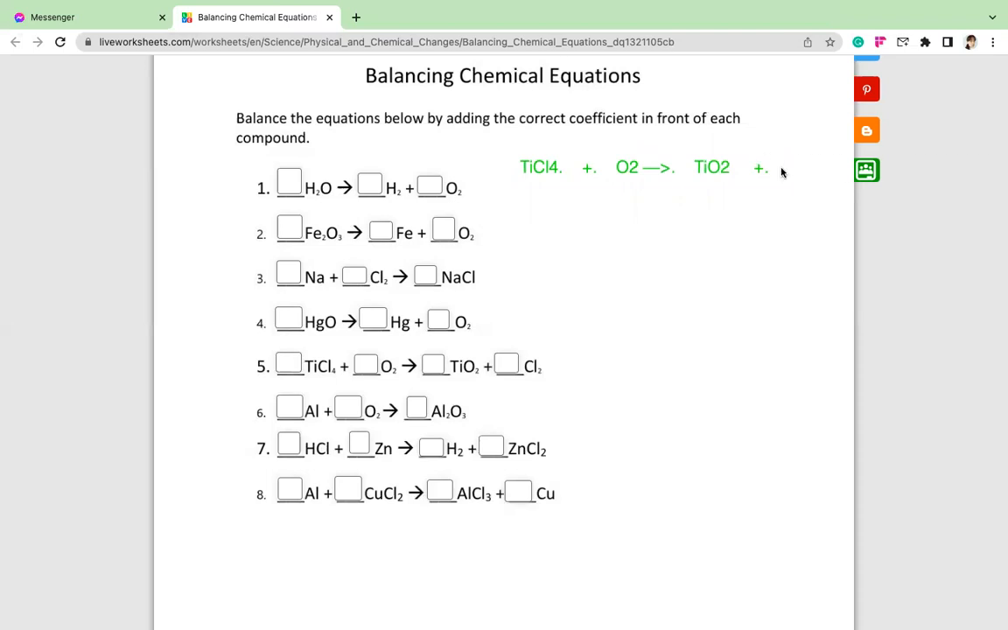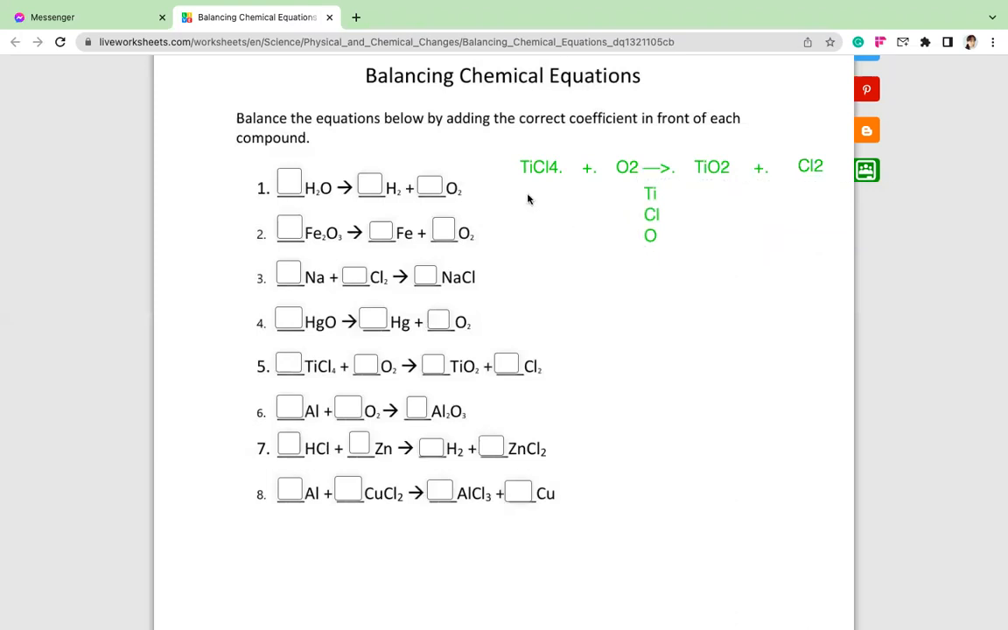Cl chloride. Okay. Wag mo lang pansinin yung tuldok-tuldok dito sa notes ko, ha. Sige. So, what are the elements present in this equation? Titanium, chlorine, and oxygen. Right.